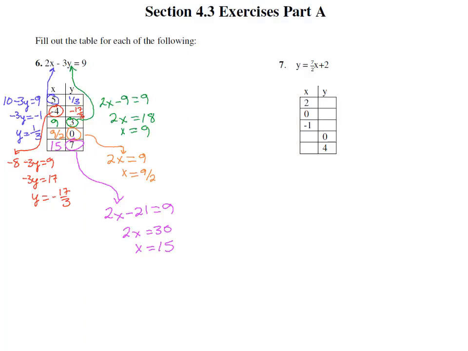All right, number 7. Stick 2 in for x right in there and we get y equals 7/2 times 2 plus 2. Let's write that one out. A lot of 2's going on. 7/2 times 2. This is times 2 over 1. So those cancel. That's nice. y equals 7 plus 2, which is 9. Good.